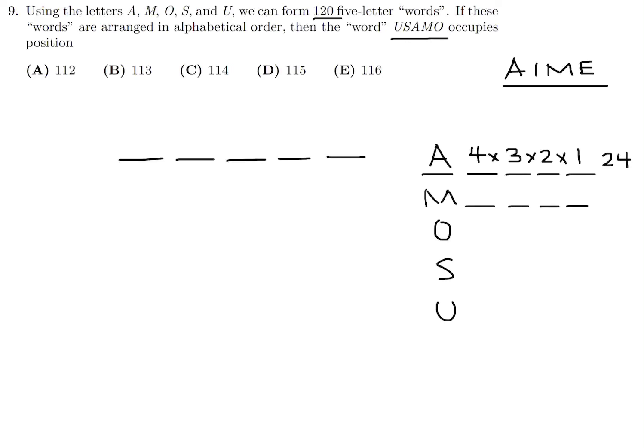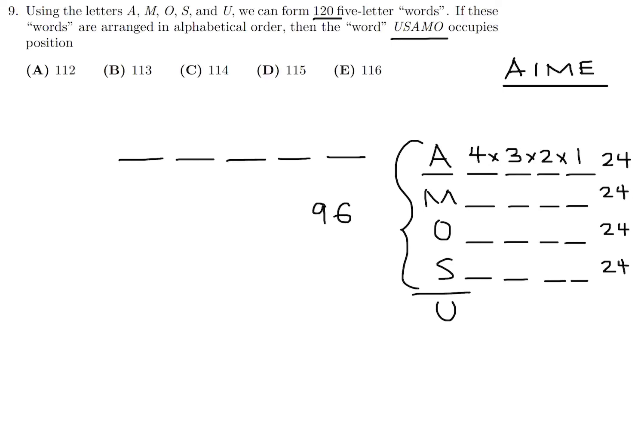And in a very similar or identical way, you'll get 24 words that begin with M, 24 that begin with O, and 24 that begin with S. So by the time in alphabetical order you get to the U's, you have already used up 96, right? 24 times 4, 96. And now, once you get to the 97th and onward, you'll have words that begin with U. All right?